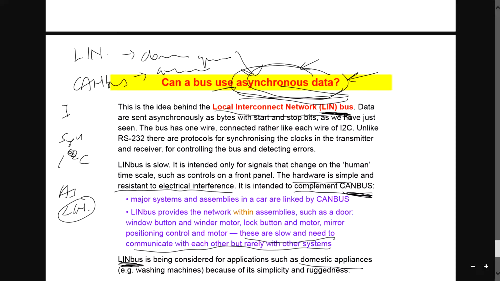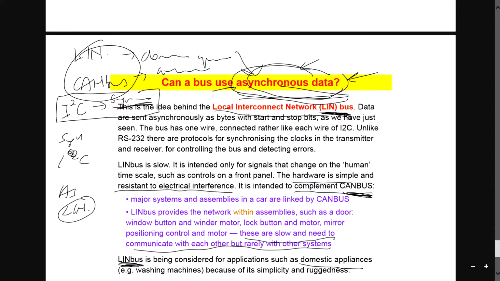Nonetheless, you also have I2C, which is a synchronized system that helps you to communicate within your own system only. The CAN bus and the LINBUS help you to connect to other systems.